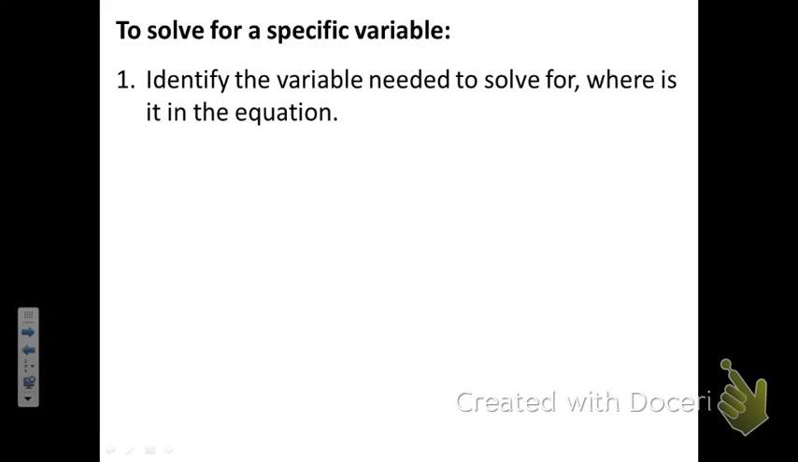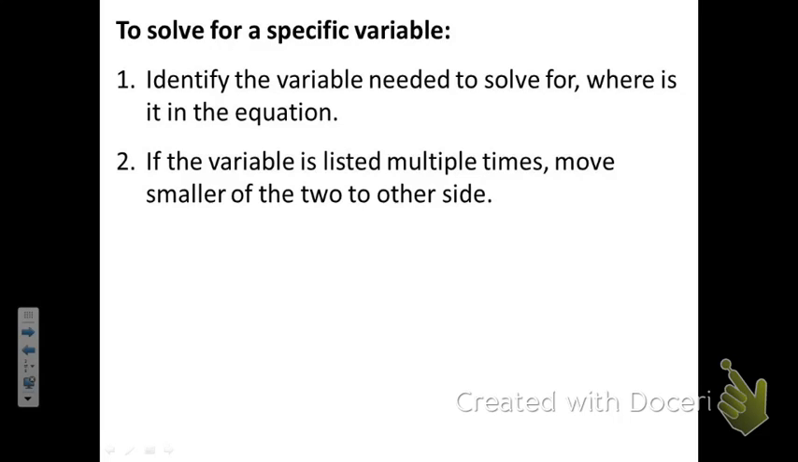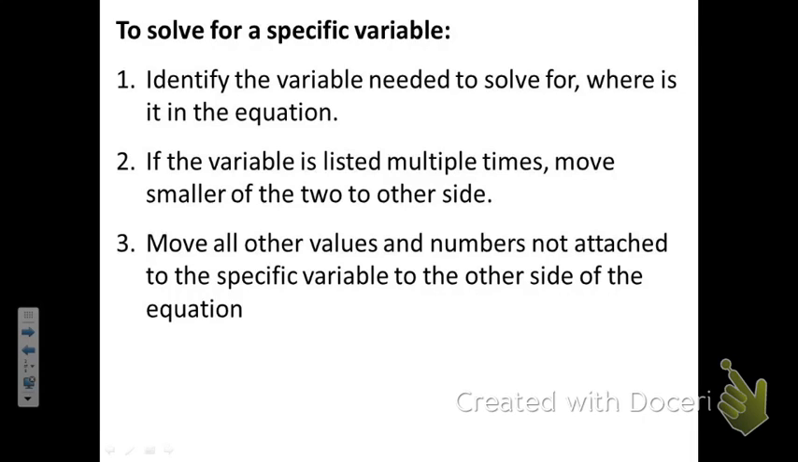The first step is to identify the variable needed to solve for, and to try to find where it is in the equation. If you need to circle this, that's always a good thing, so that you can identify where it is and which one you're looking for. The second step, if the variable is listed multiple times, so for example, if you're looking for x and it's on both sides of the equation, you need to move the smaller of the two to the other side. Your third step says to move all other values and numbers not attached to the specific variable to the other side of the equation.